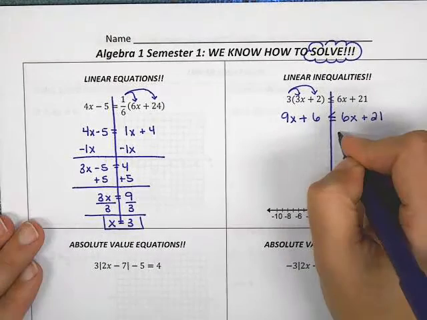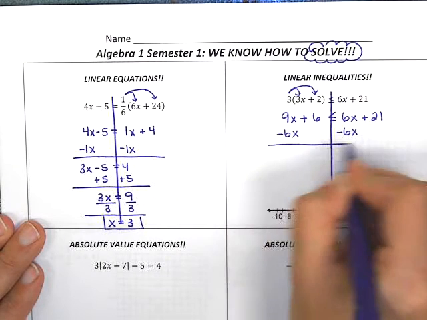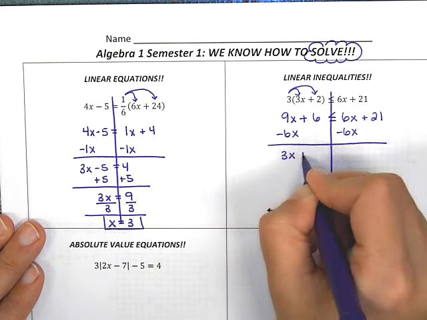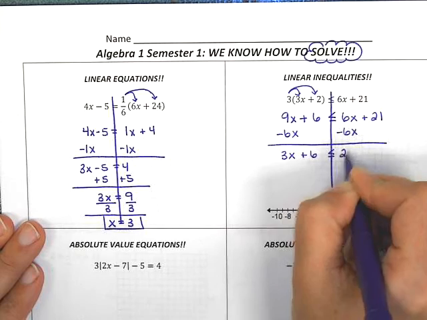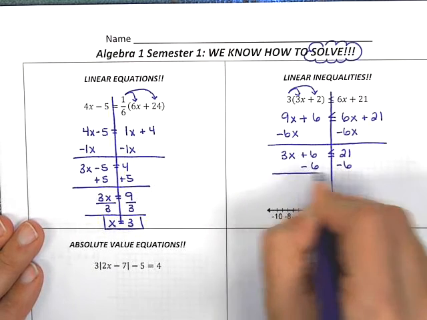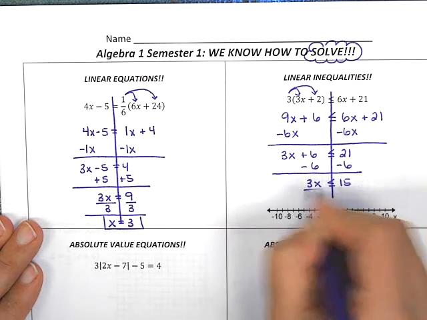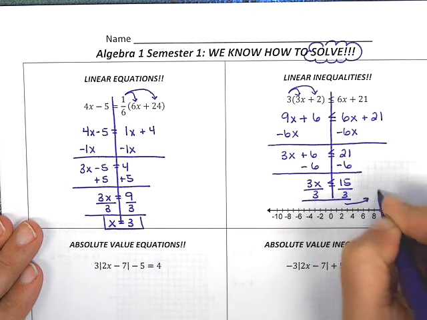Next, I want to get all the x's together. So I'm going to subtract 6x on both sides, and that gives me 3x plus 6 is less than or equal to 21. I'm going to subtract the 6 on both sides, so I get 3x is less than or equal to 15. And then I divide by 3 on both sides, which means I get x is less than or equal to 5.